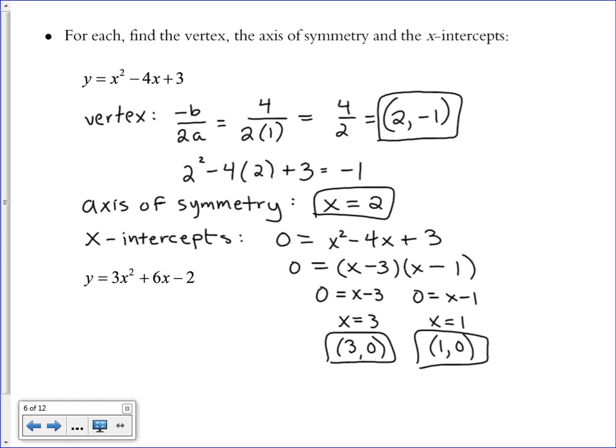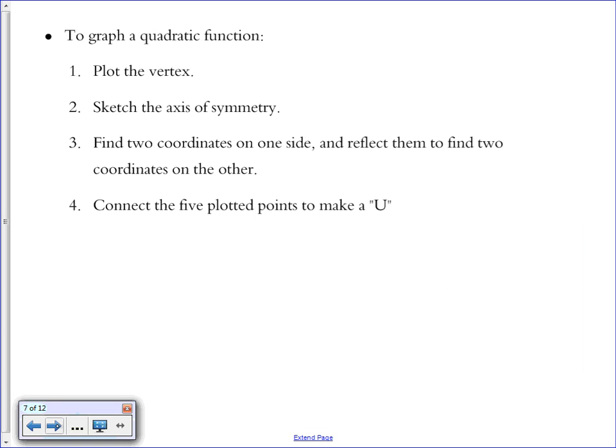In the interest of time, I won't do this second example, but you're going to follow the same process. You're going to do negative b over 2a, take your result, plug it back in to get the y value. Axis of symmetry is going to be the same as the x coordinate of the vertex. And then to get the x-intercepts, you factor it if you can, and use the quadratic formula if you can't.